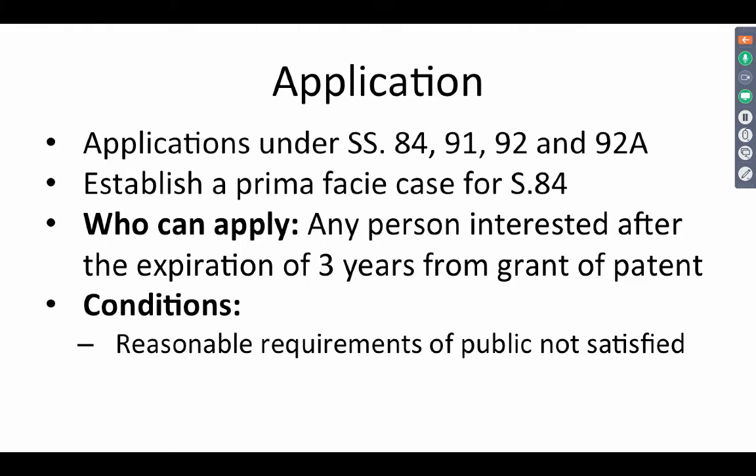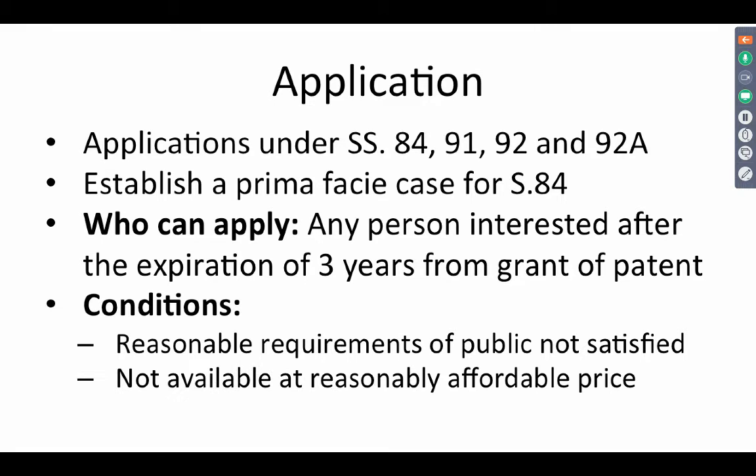So if an application has to be made under section 84, the first condition is that the requirements of the public are not satisfied. Second, the invention that is the subject matter of the patent is not available at a reasonably affordable price. So the first requirement is that the public is not satisfied; they are not getting the invention covered by the patent. Second, they are getting it, but not at a reasonably affordable price. So the second condition is linked to price, and the first condition is linked to the availability itself.